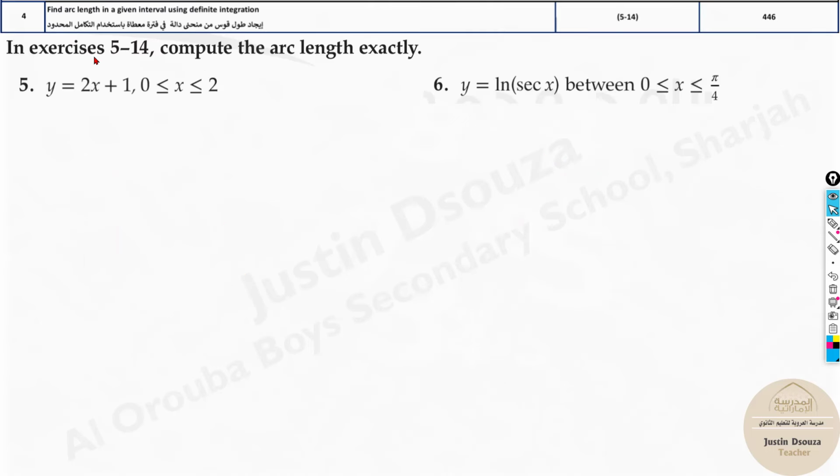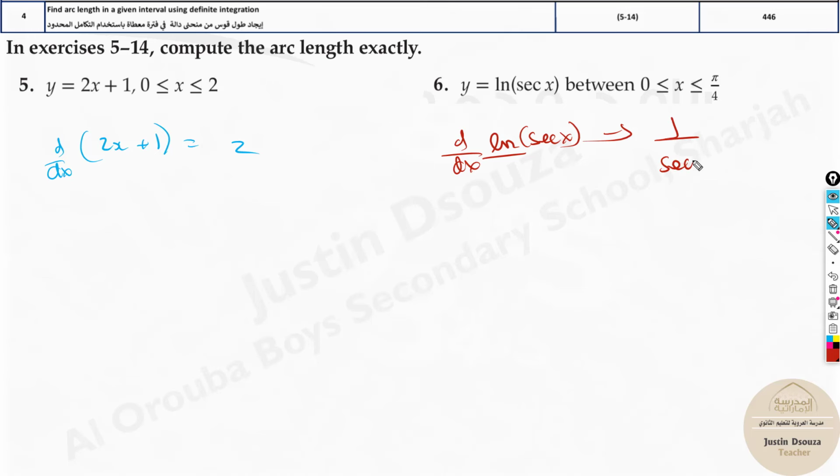Here we have been given the function. First thing is to derive it. So it's very important to remember how to derive. Here the derivative of 2x plus 1, d by dx, is just 2. Same way, what about the next problem? Let's look into this: natural logarithm of secant x. Over here, the derivative, that is d by dx, gives 1 by secant x.